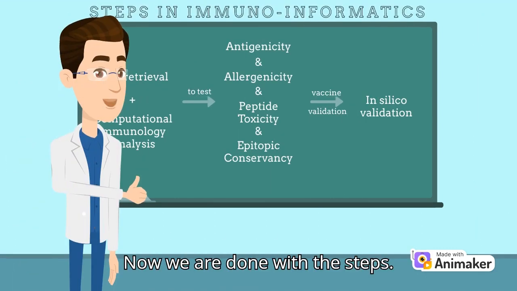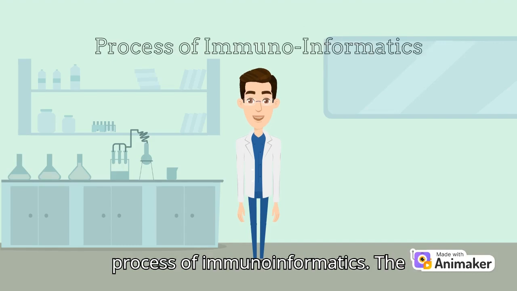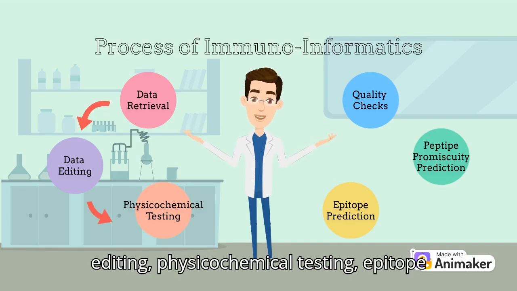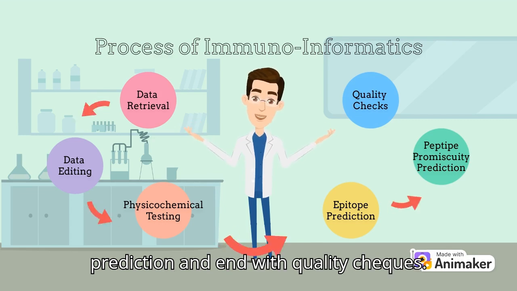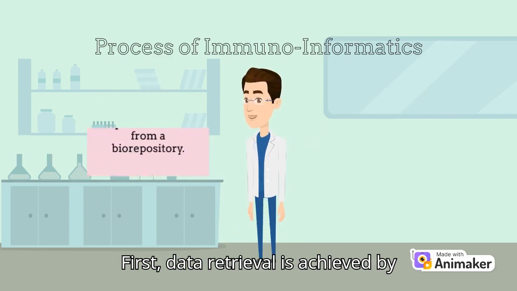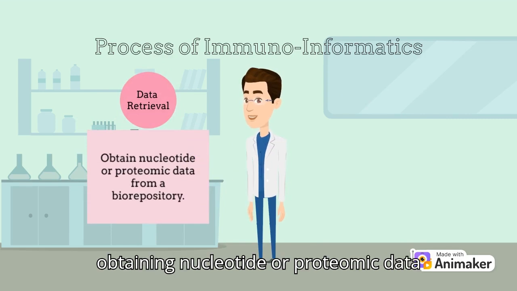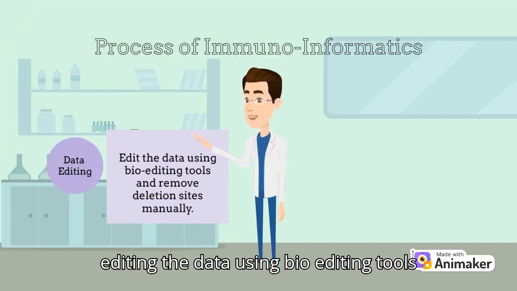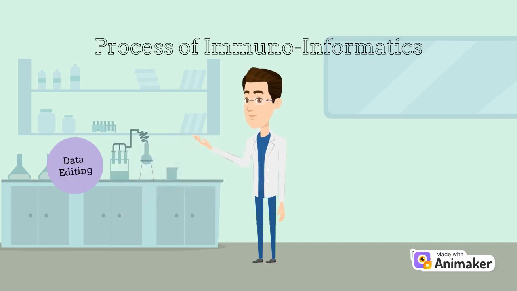Now we are done with the steps. Right now, I will be explaining the process of immunoinformatics. The process starts with data retrieval, data editing, physicochemical testing, epitope prediction, peptide promiscuity prediction, and ends with quality checks. First, data retrieval is achieved by obtaining nucleotide or proteomic data from a biorepository. Second, editing the data using bioediting tools and removing deletion sites manually.